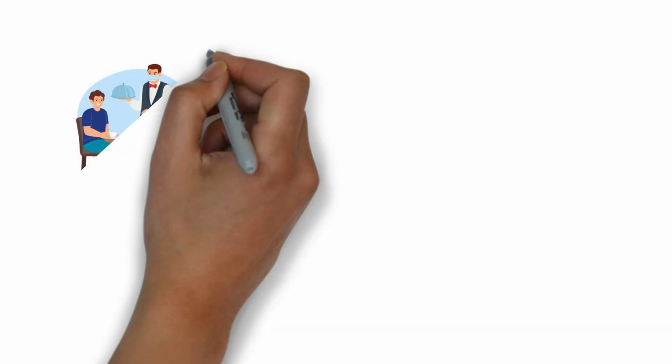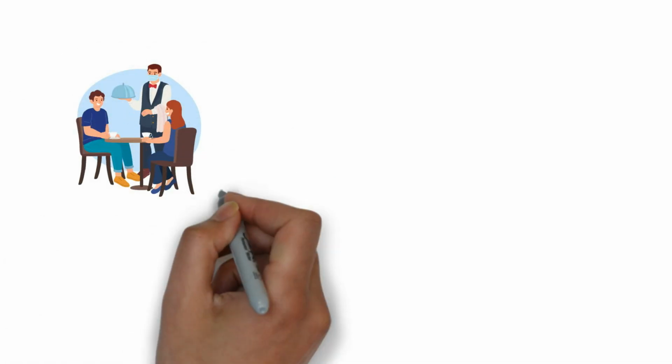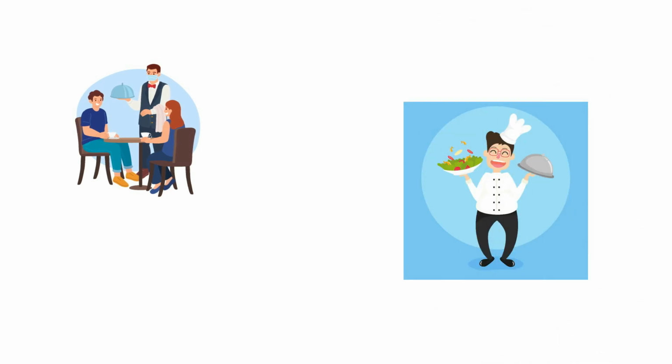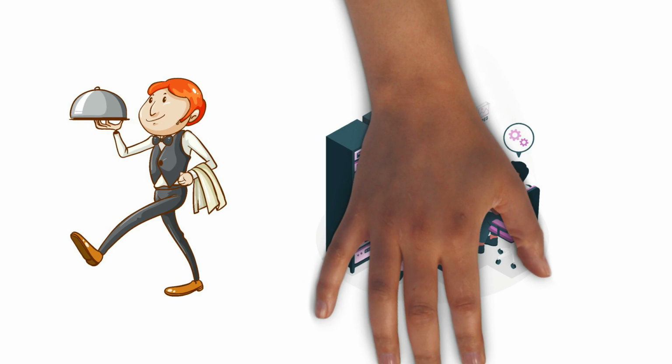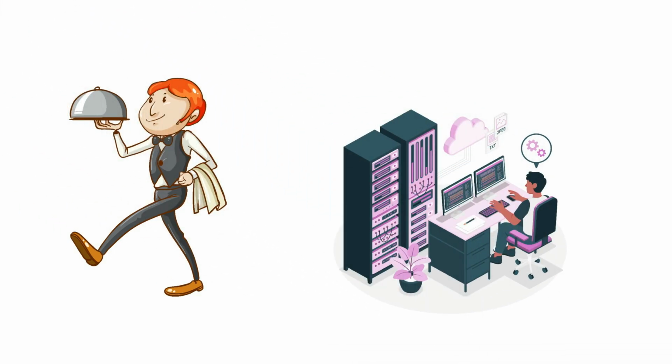A good analogy is a waiter in a restaurant. The waiter takes your order, delivers it to the kitchen, and then brings your food back to you. Here, the waiter is like the API, facilitating communication between you, the client, and the kitchen, the server.